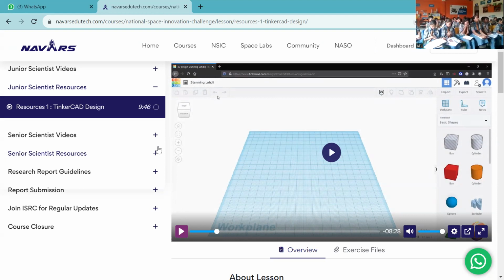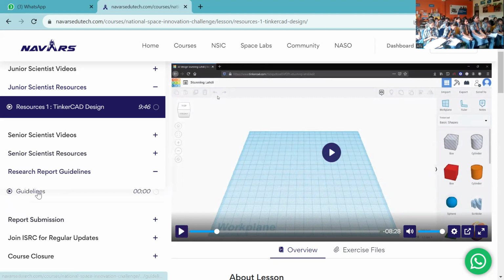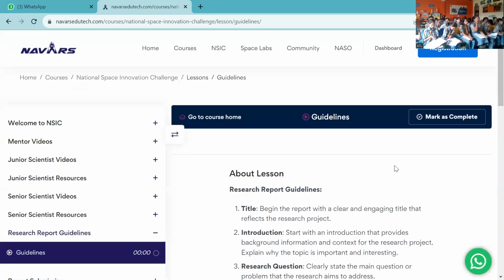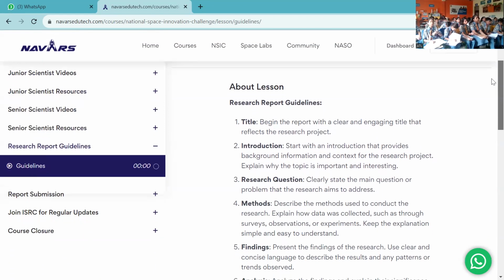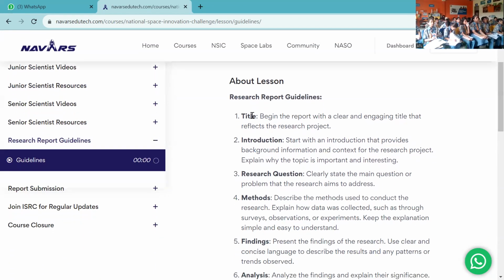After getting your idea and after designing a robot here on Tinkercad, we need to make a research report. What are the guidelines for research reports? So note down all these headings. In the research report, first of all, you need to write a title. First topic should be a title. You all can note down these headings.